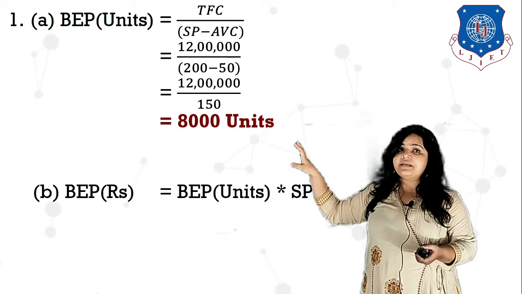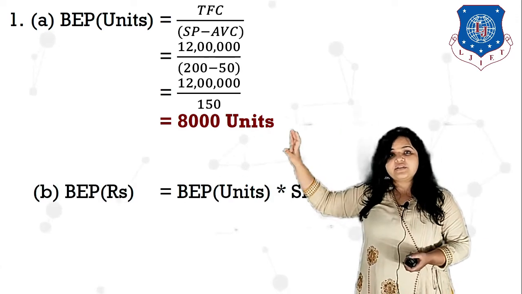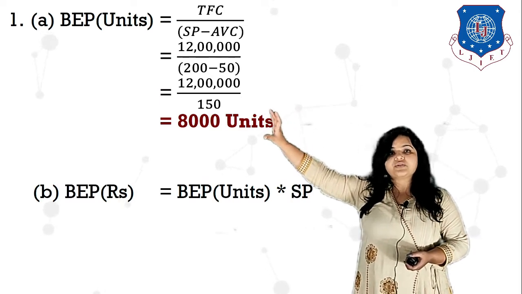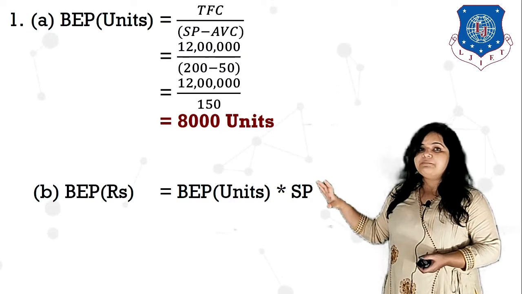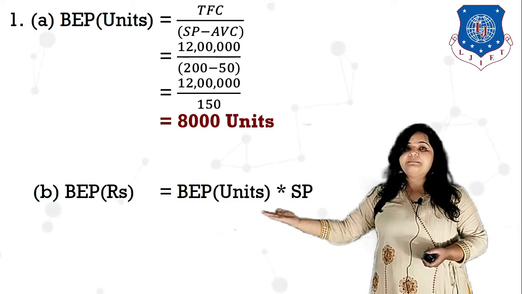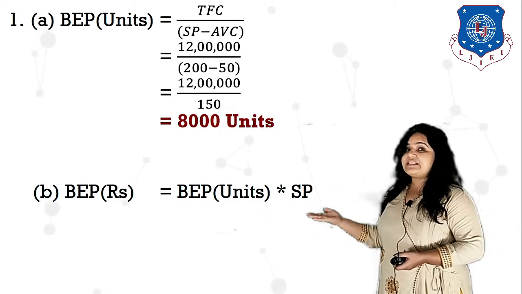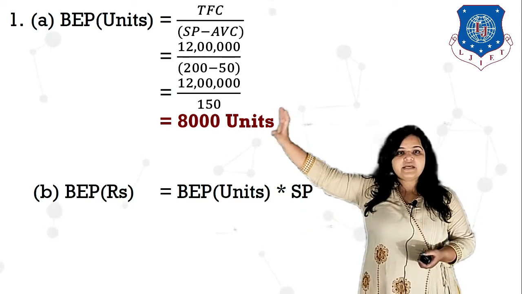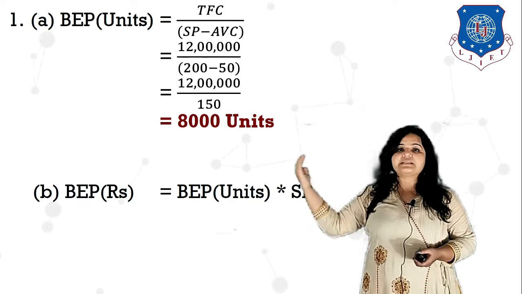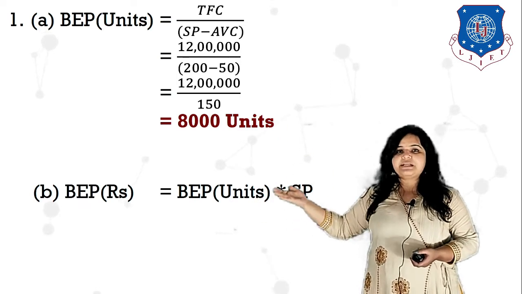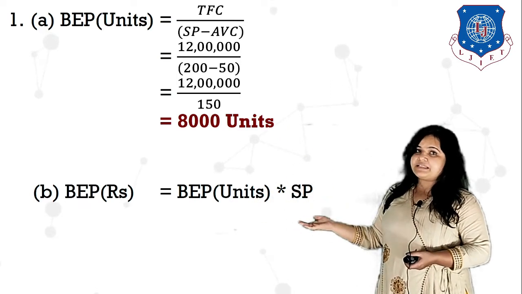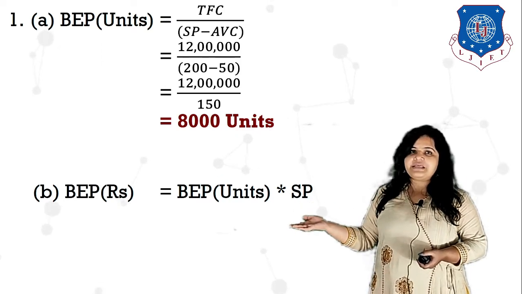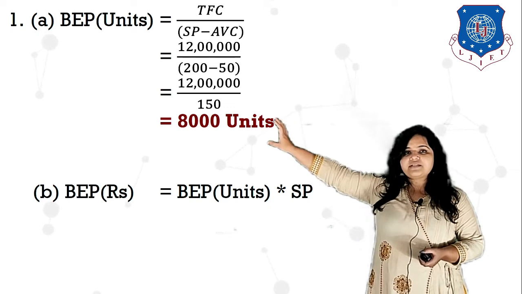What is BEP in terms of rupees? I told you in the previous lecture that if you already have the answer for BEP in terms of units, you will calculate BEP in rupees as BEP in units multiplied by SP or selling price. Selling price to us is given as 200 rupees. Our break-even point in units is 8,000.